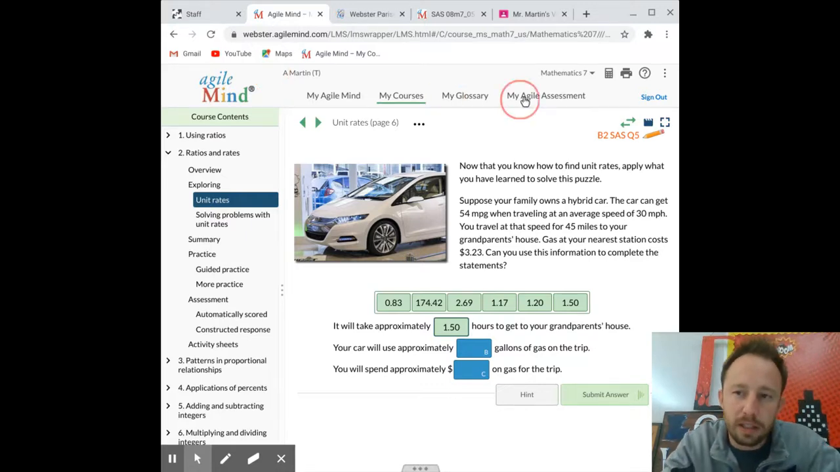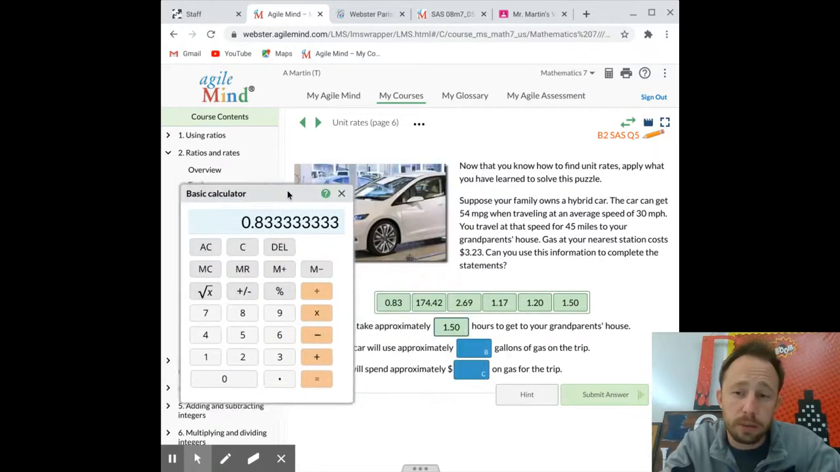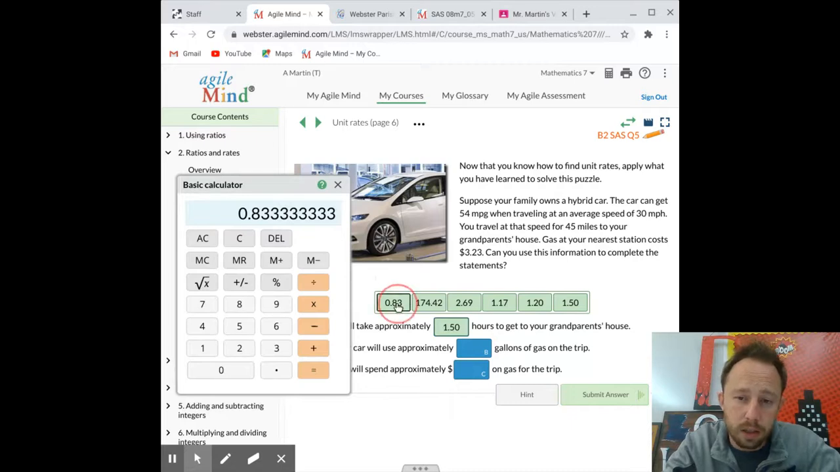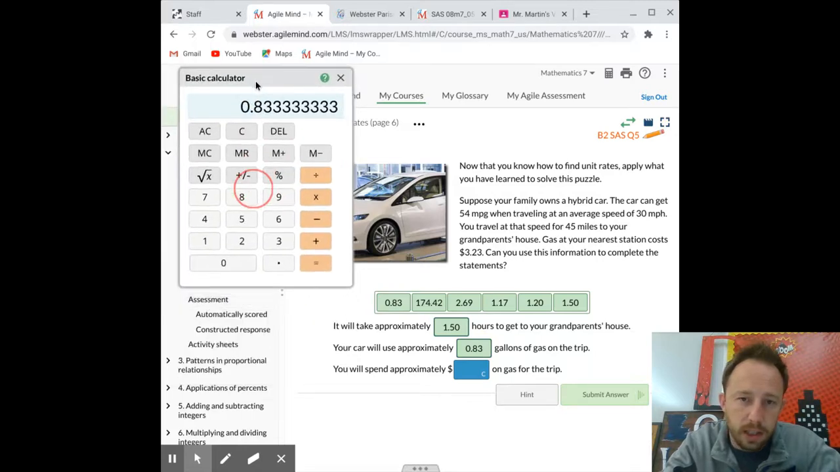So everybody needs to do 45 divided by 54. I got 0.833333. That's 100% correct. So we're 0.83. We're gonna take that and put it here. I'm gonna leave this part in the calculator because I think it might be useful in a minute.